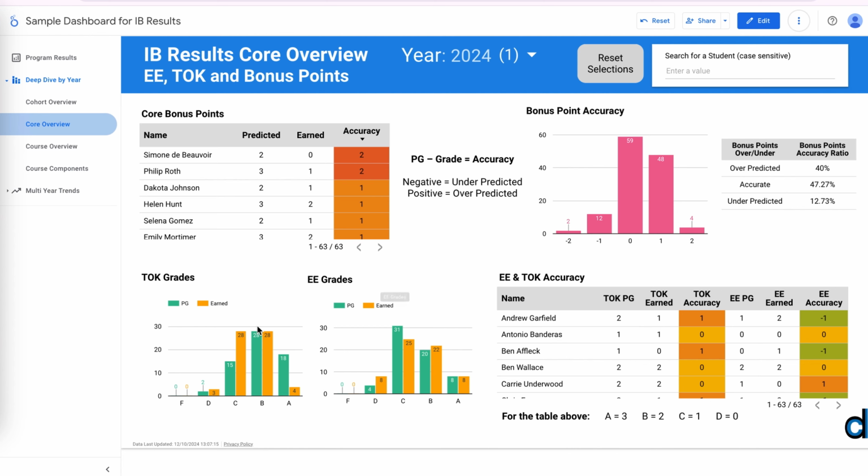But the nice thing about this is down here, when we look at our TOK and our EE grade distributions, we can see at the green here, we predicted 18 A's out of TOK, but we only got 4. So those other 14 students had to get redistributed. So you know these are going to get bumped down, these are going to get bumped down here. And now this is where some of our discrepancies happen.